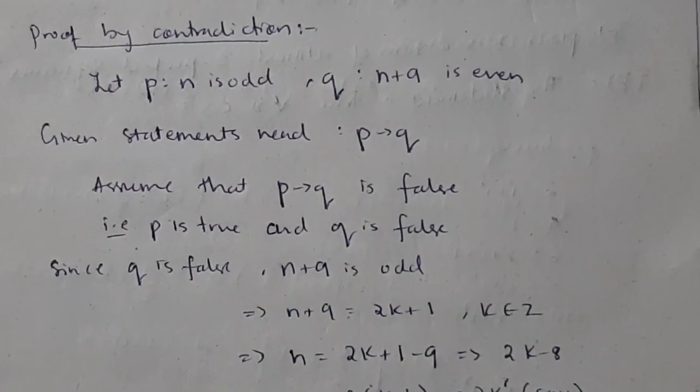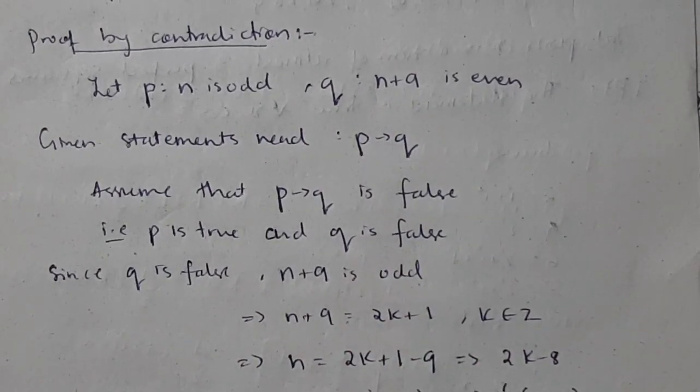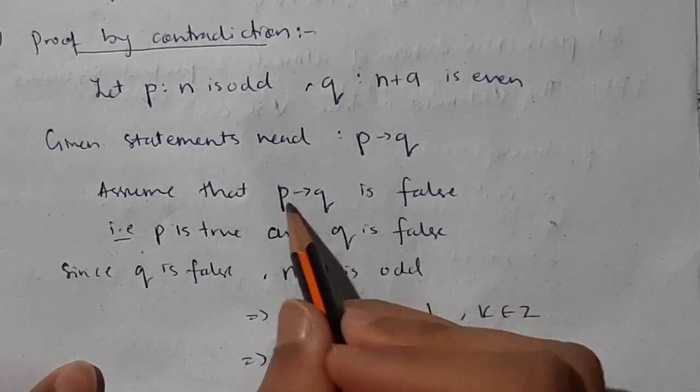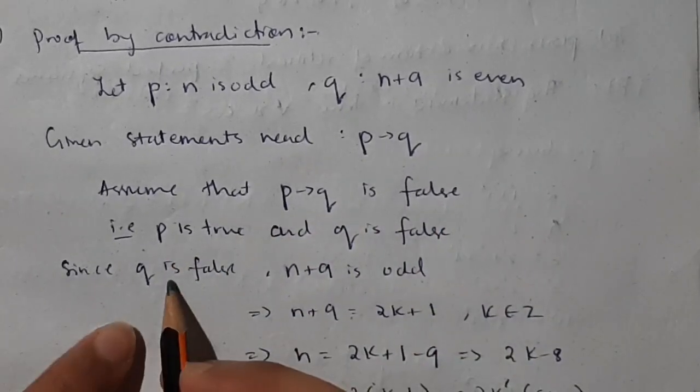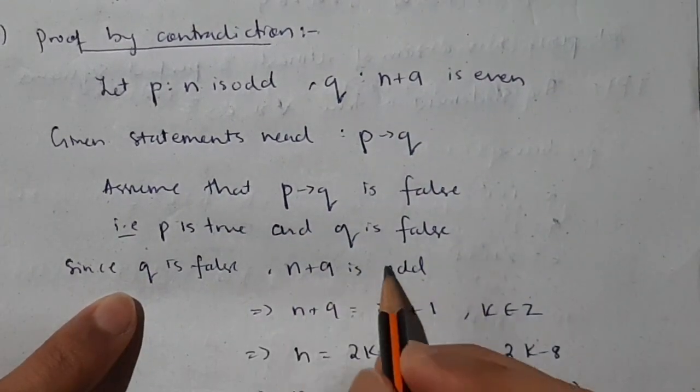See here, we will take P as n is odd and Q as n is even. Remember what we have to take as true? We will take that P conditional Q is false, that means P is true and Q is false. Now if Q is false, what is Q? n plus 9 is even. Since Q is false, n plus 9 is not even, it is odd.